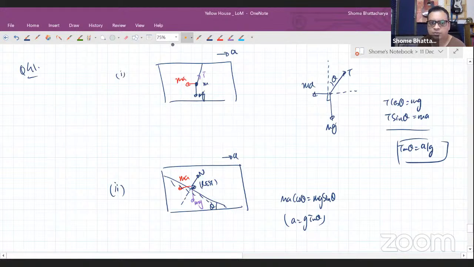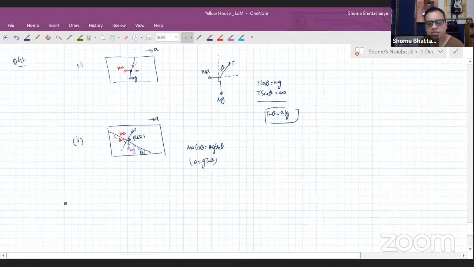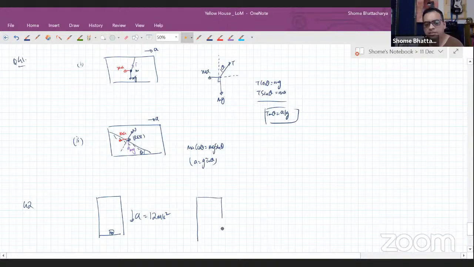And 42nd question, what is happening is that you have an elevator with a box kept on the floor. Now this starts accelerating at something which is more than g, 12 meters per second square. So as it starts accelerating, the elevator is accelerating at 12, but immediately the box loses contact with it because the pseudo force becomes more than the weight. The box is going down only at g.